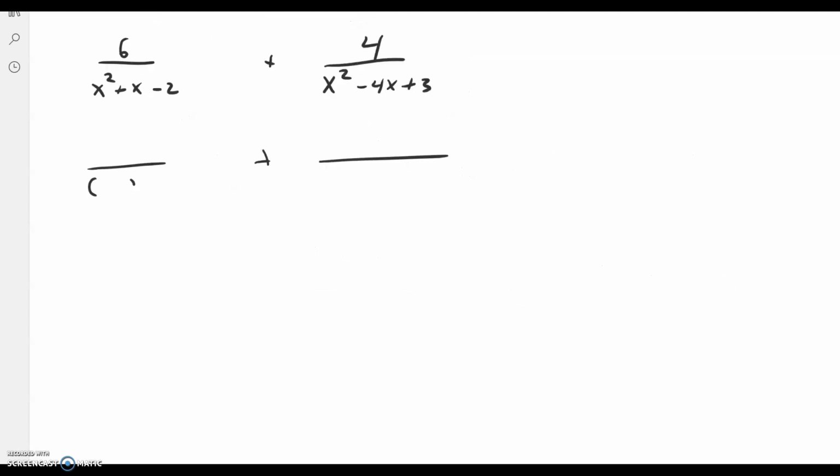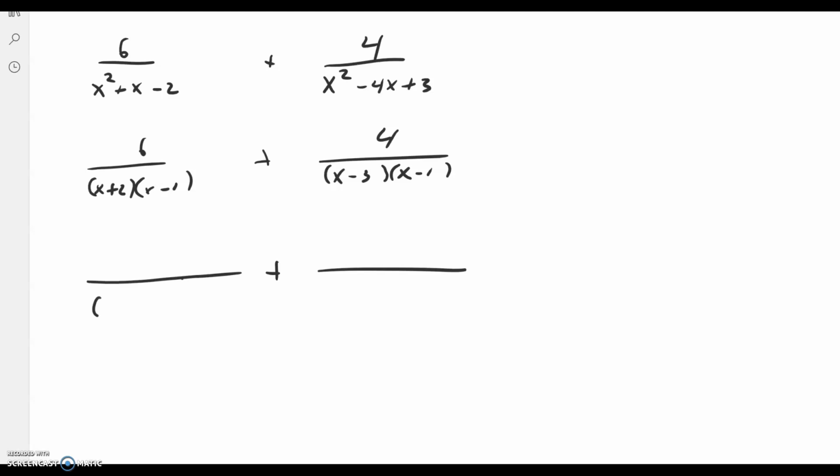We're going to factor the denominators so we can see what they're built out of. Here it looks like we have x plus 2 times x minus 1. Over here, x minus 3 times x minus 1. And of course we have a 6 and a 4. Now what is the least common denominator? Well, it's got to be able to cancel the x plus 2 and the x minus 1 right here. That's enough to cancel the x minus 1, but it needs an x minus 3 as well. So the least common denominator is the product of these three binomials.